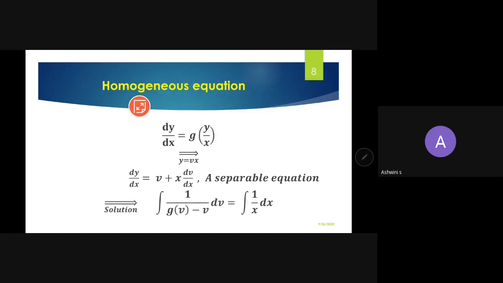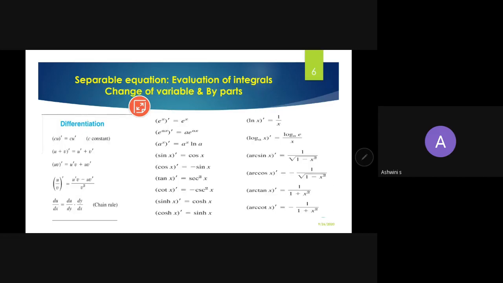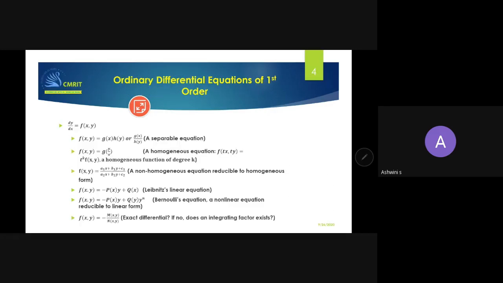When it comes to the other one, when f(x, y) is g(y/x), here it is a homogeneous equation. This is called a homogeneous equation.